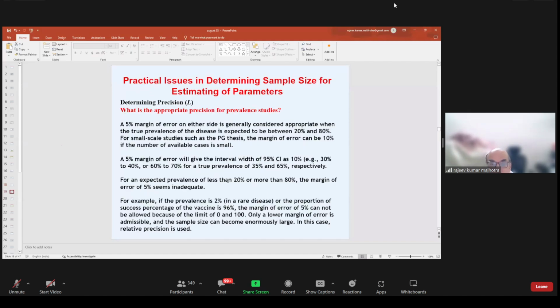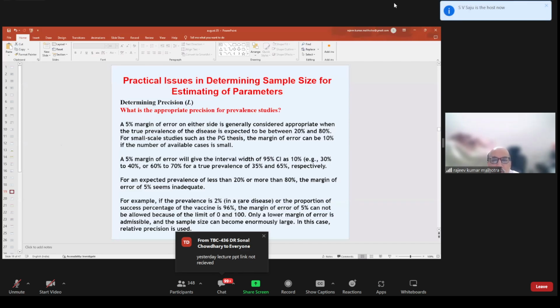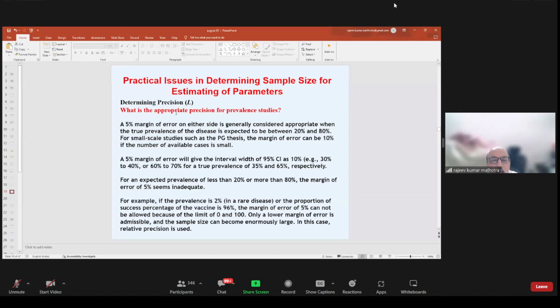There are some practical issues. This formula, now we will go for practical examples also, using the online calculator. But before going to that, I will tell you what the practical issues are in determining the sample size for estimating a parameter.